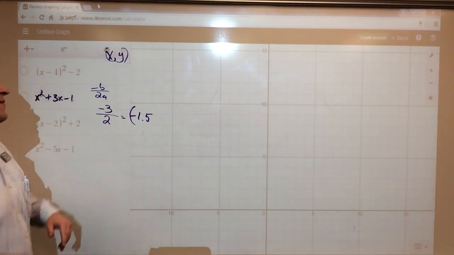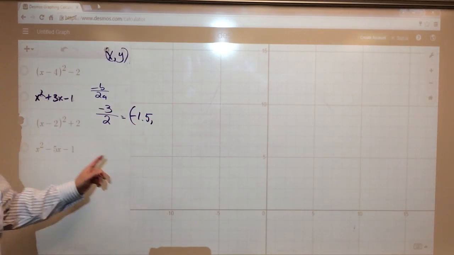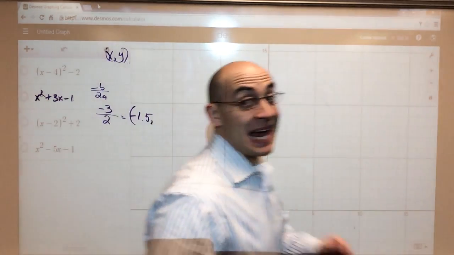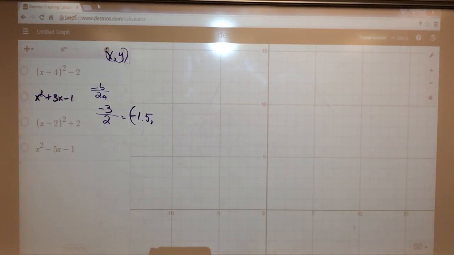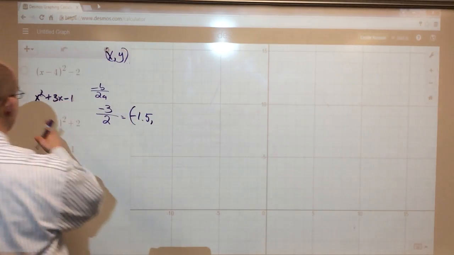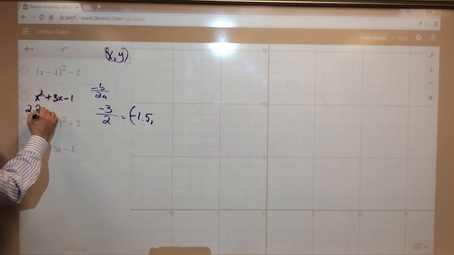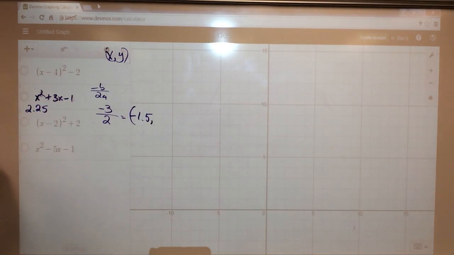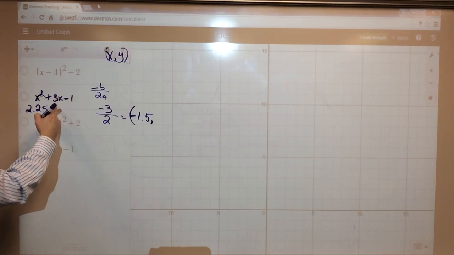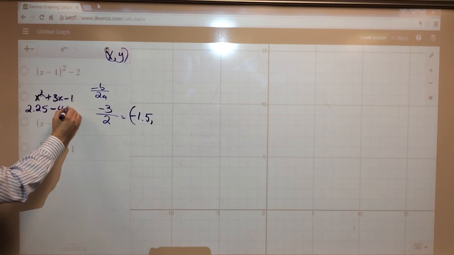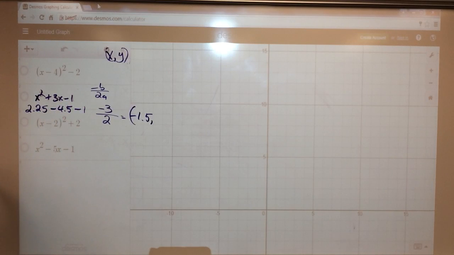To find the y value, I have to plug in negative 1.5 every time I see x. Okay, so I know it's going to be ugly, but you still have to make sure you understand how to do it. So negative 1.5 squared here gives me 2.25. And then negative 1.5 times 3 is negative 4.5, minus 1. Okay, so I'm going to put that in. I want to make sure I got it right.